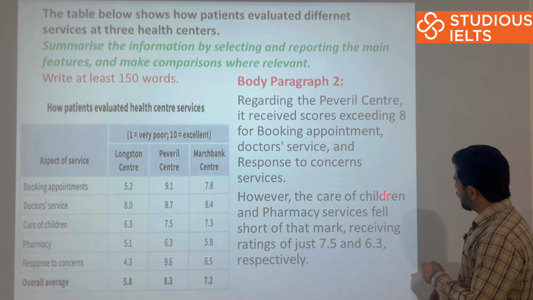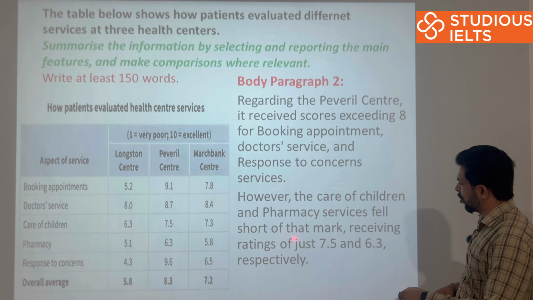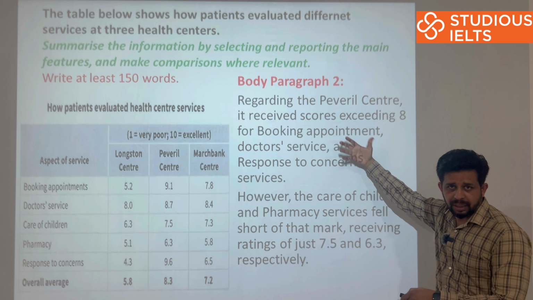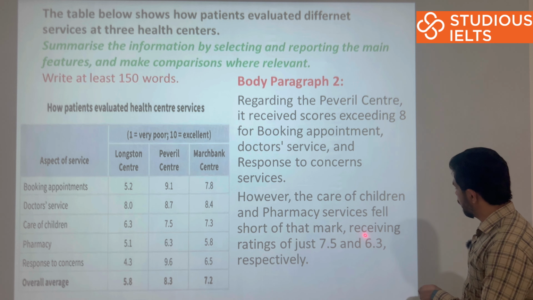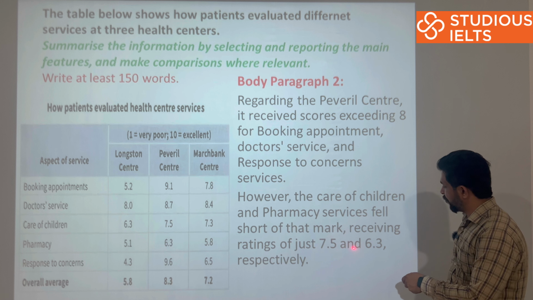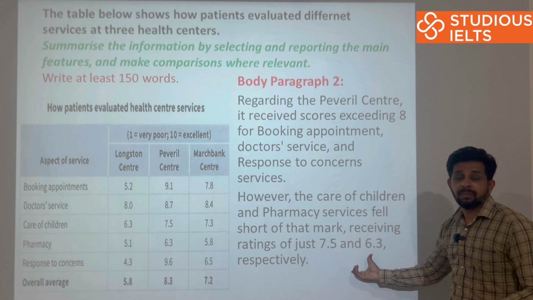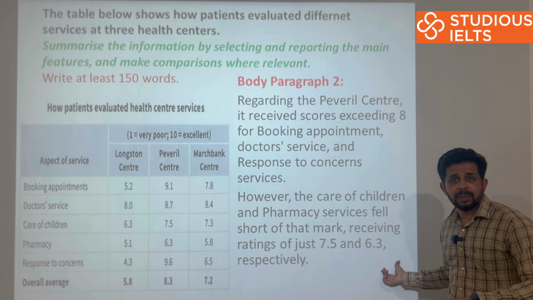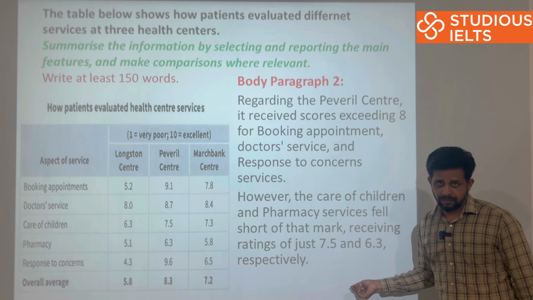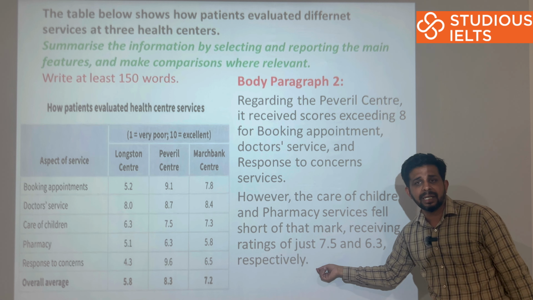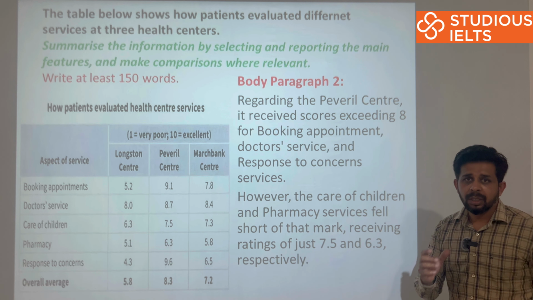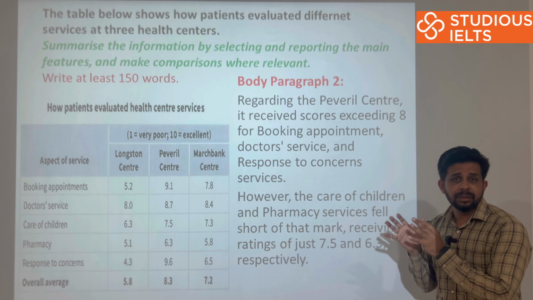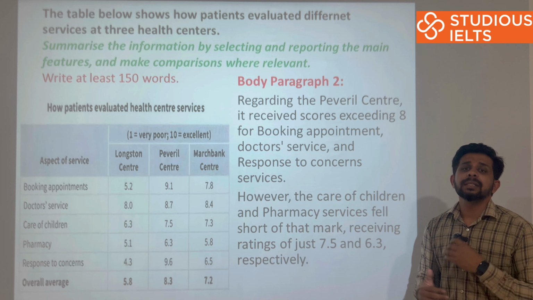Okay. However, the care for children and pharmacy services fell short of that mark. It was not up to this. And if it was not up to this, what was the actual ratings? Let's talk about that. Receiving ratings of just 7.5 and 6.3 respectively. The same thing that I talked about in the previous paragraph. Here, the same structure has been once again used, but with a different word. So even if you are providing such kind of variety, it is also going to help you a lot to make your writing quite good, the writing which is having good range of your vocabulary as well as the sentence structures.